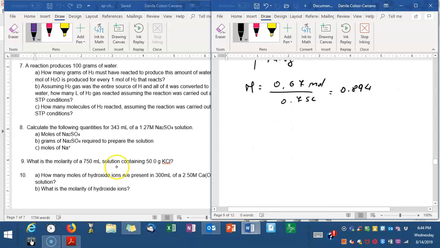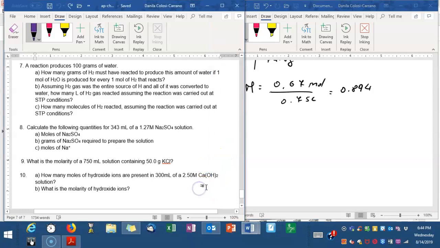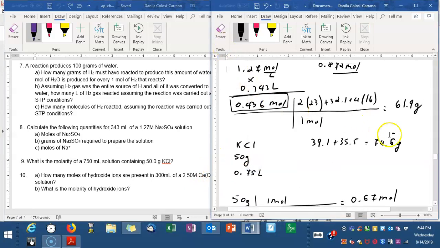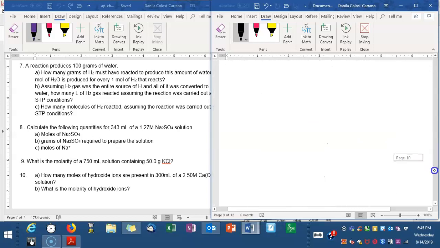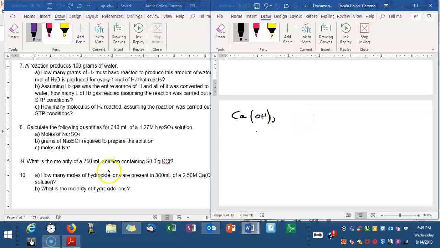And then number 10, how many moles of hydroxide ions are present in? So this is calcium hydroxide. How many moles of hydroxide? So we need to break this one up at some point. So let's do it right away. 2OH minus. So how many moles of this are present?